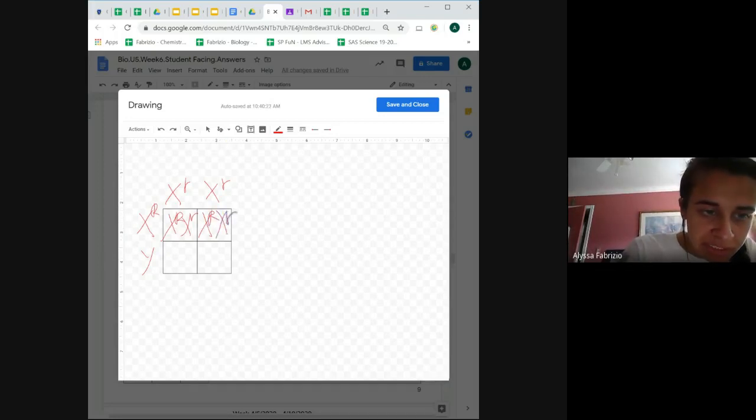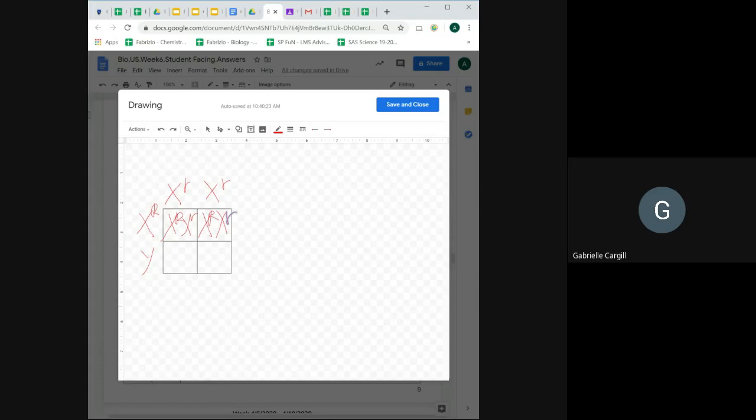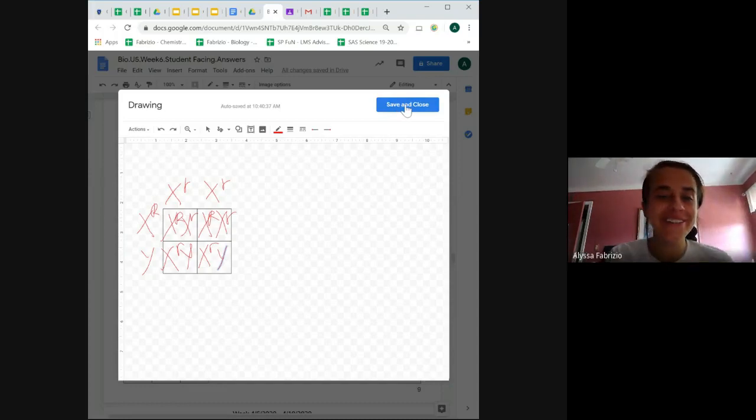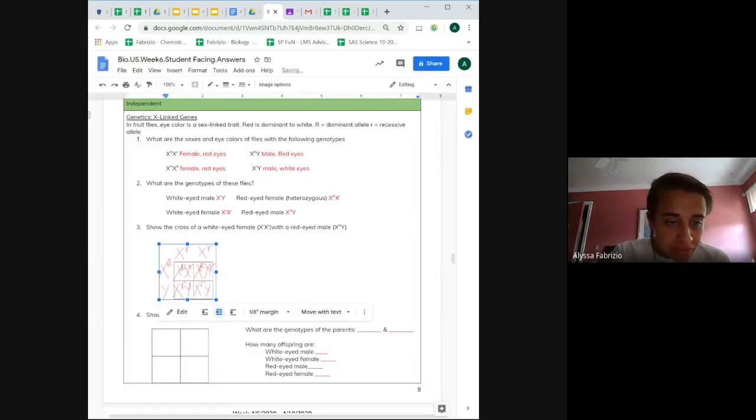What about for these bottom ones? All right, so it's capital Y, X. Is it the second one, like X little r, Y? Yep, very good. So it looks just like that. Hopefully you guys can read my handwriting. And very good. So that's exactly what it looks like.